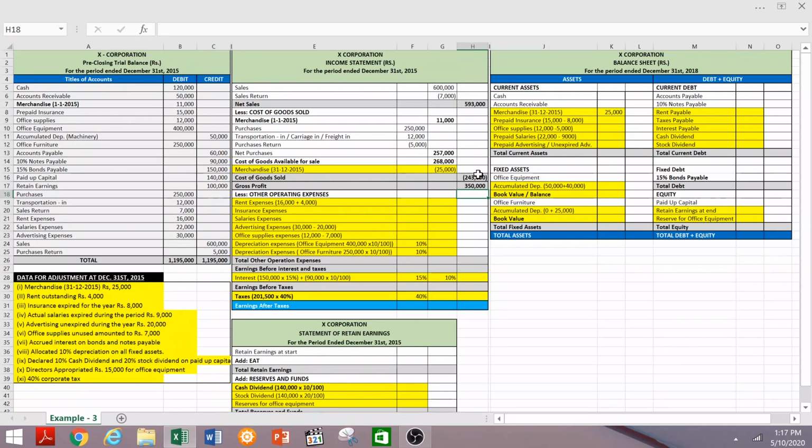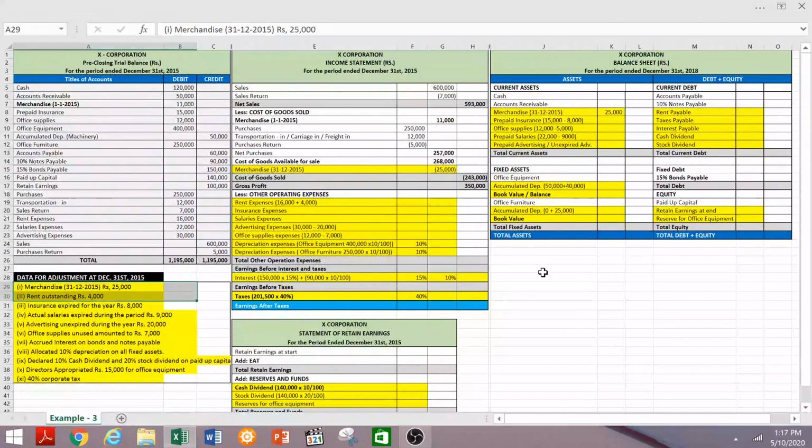Now the next information is regarding other operating expenses. We have to be very careful while calculating other operating expenses. Look at the adjusting data, the second information, which is related to rent. Here the amount of rent outstanding is rupees 4,000. When we say outstanding, on the one side it is our expense, and on the other side it is also our liability. Outstanding means unpaid rent or accrued rent. We have received the services, but the amount has not been paid yet.